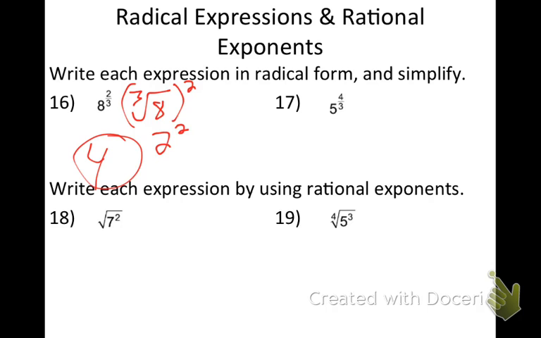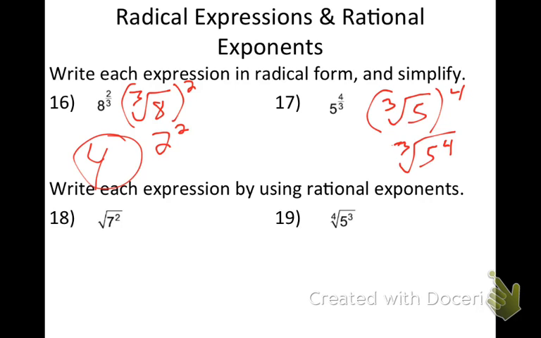Okay, 17. 5 to the 4/3 power. It doesn't simplify. You just have to write it in radical form. How would that be as a radical form, Jack? What would be my root? The 3 or the 4? Which one's my root? 3. So that's like the cube root of 5 to the 4th power. Those are the same thing. Either one of those is the same.